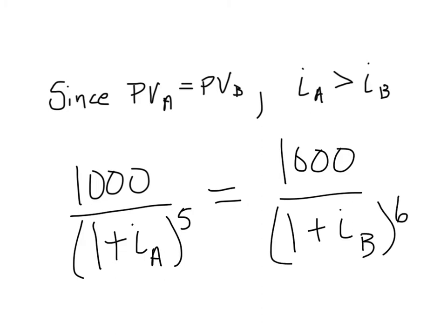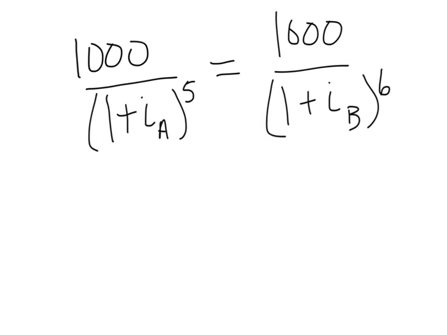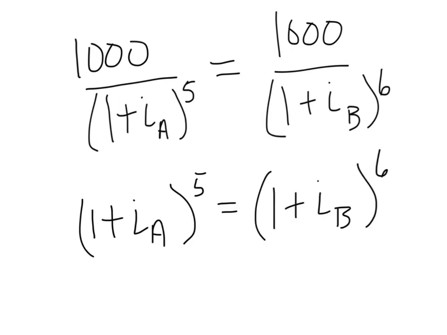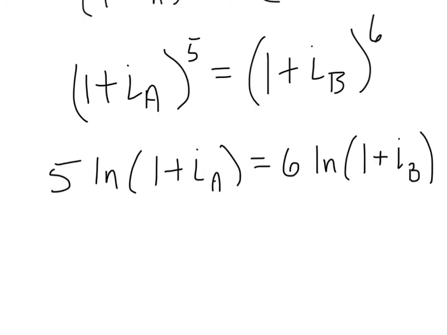Next, we'll divide both sides by 1,000 and take the reciprocal of both sides. And we'll end up with (1 plus the interest rate on asset A) to the 5th power equals (1 plus the interest rate on asset B) to the 6th power. There are a couple of different directions you could take at this point, but I recommend taking the natural log of both sides. And applying the rules of the natural log, we end up with 5 times the natural log of 1 plus the interest rate on asset A equals 6 times the natural log of 1 plus the interest rate of asset B.